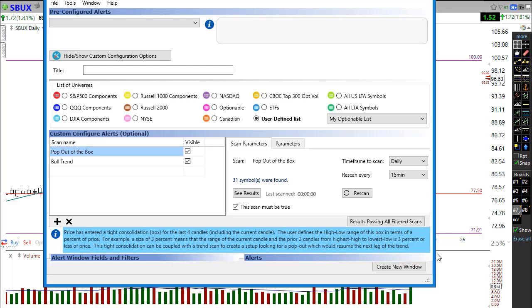So I can understand what you're trying to do is learn a different pattern, right? We'll pull up that in the LTA scanner, read what we're looking for in the scan, go ahead and run it, and it'll help you learn to identify that pattern. It's a great educational tool as well.